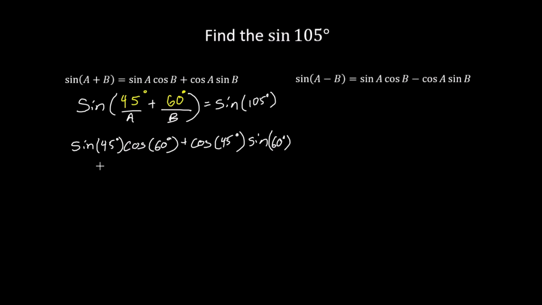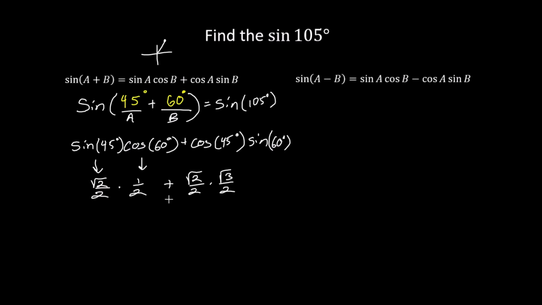Well, now that we know these values, we can go ahead and plug them in. The sine of 45 degrees, according to the unit circle, is root 2 over 2, times the cosine of 60 degrees. Well, the cosine of 60 degrees is the small value, so 1/2, plus cosine of 45 degrees, that is root 2 over 2, times the sine of 60 degrees, well, that's the y-coordinate, root 3 over 2.